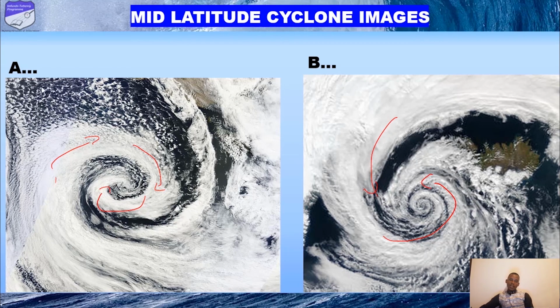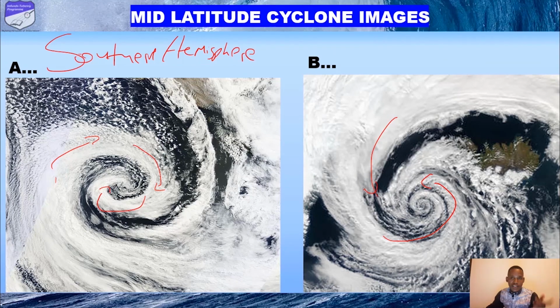So this means now this one is in which hemisphere? Northern hemisphere? No, it's not the northern hemisphere. This is in the southern hemisphere, because it's circulating in a clockwise direction. This one, because it's circulating in an anti-clockwise direction, is in the northern hemisphere. You see what I'm saying?